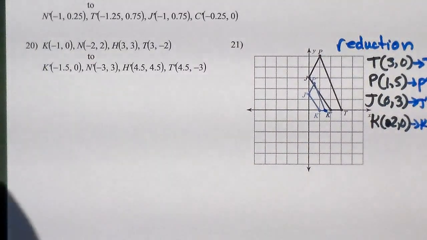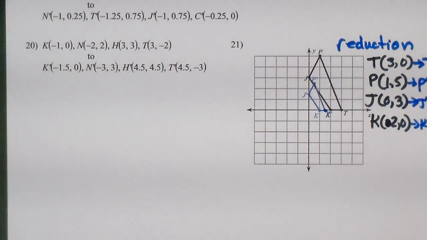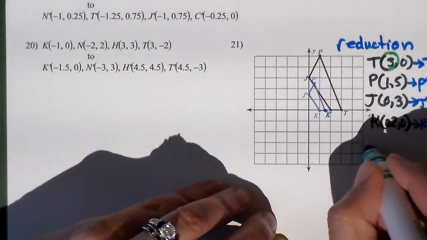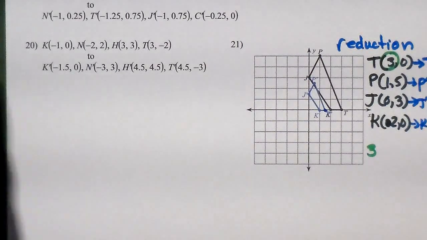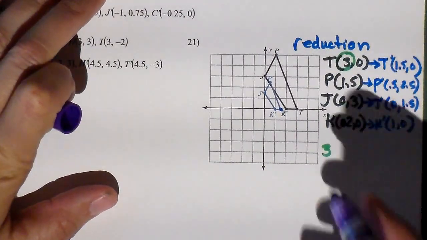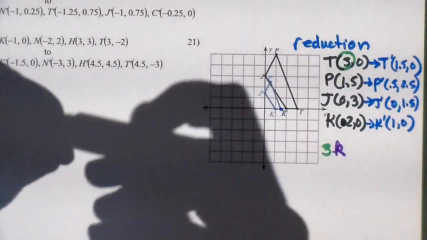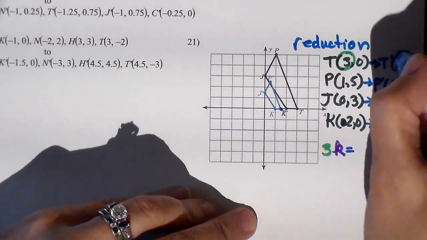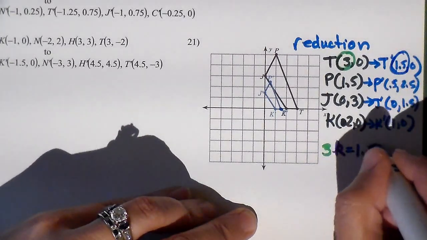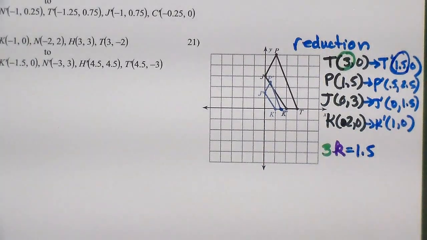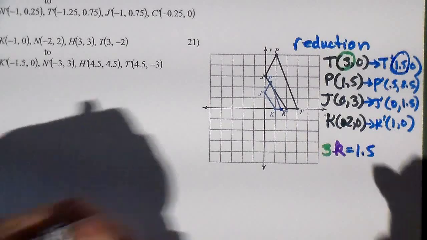So you can take any of these and do what we did above. Let's start with T. For T, I started at 3, and I multiplied that 3 by some scale factor K. I don't know what it is, but I multiplied the 3 by something, and what did I end up with? 1.5. So that's all I know: when I multiplied the original by K, I got 1.5.